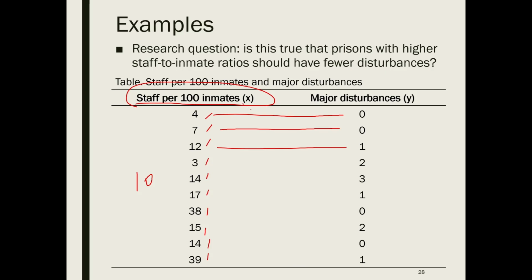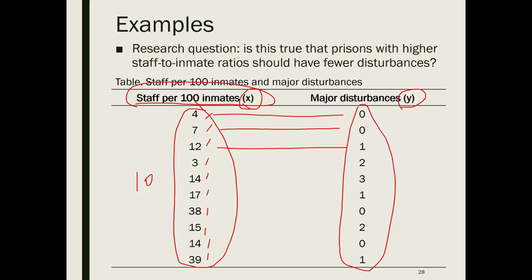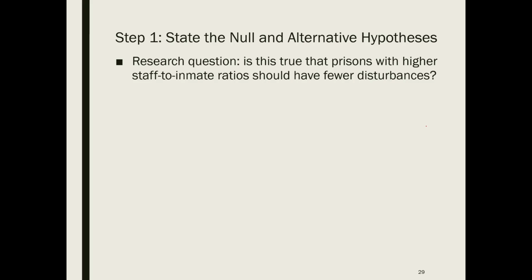So you can see we have the independent variable as the x here, which is a continuous variable. We have the y here, which is the count of major disturbances, which is also a continuous variable. So the correct way to test if there is a significant relationship between x and y is to use the correlation.